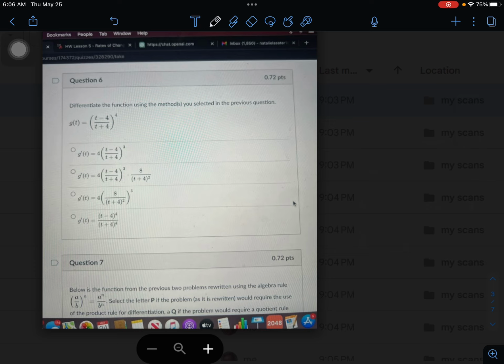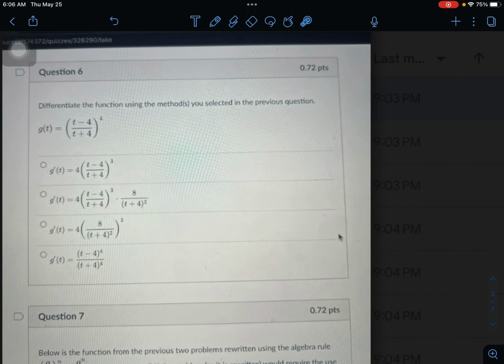All right, so we're going to pick up with problem number 6 that I left off on with the last video. And as I said in that last video, we're going to use two things to take this derivative. We're going to do the chain rule because we have this function being placed in this outside function. That's the chain rule. And we also need to use the quotient rule because we have a fraction. So that's what we're going to do. We're going to use the chain rule and the quotient rule to take that derivative.